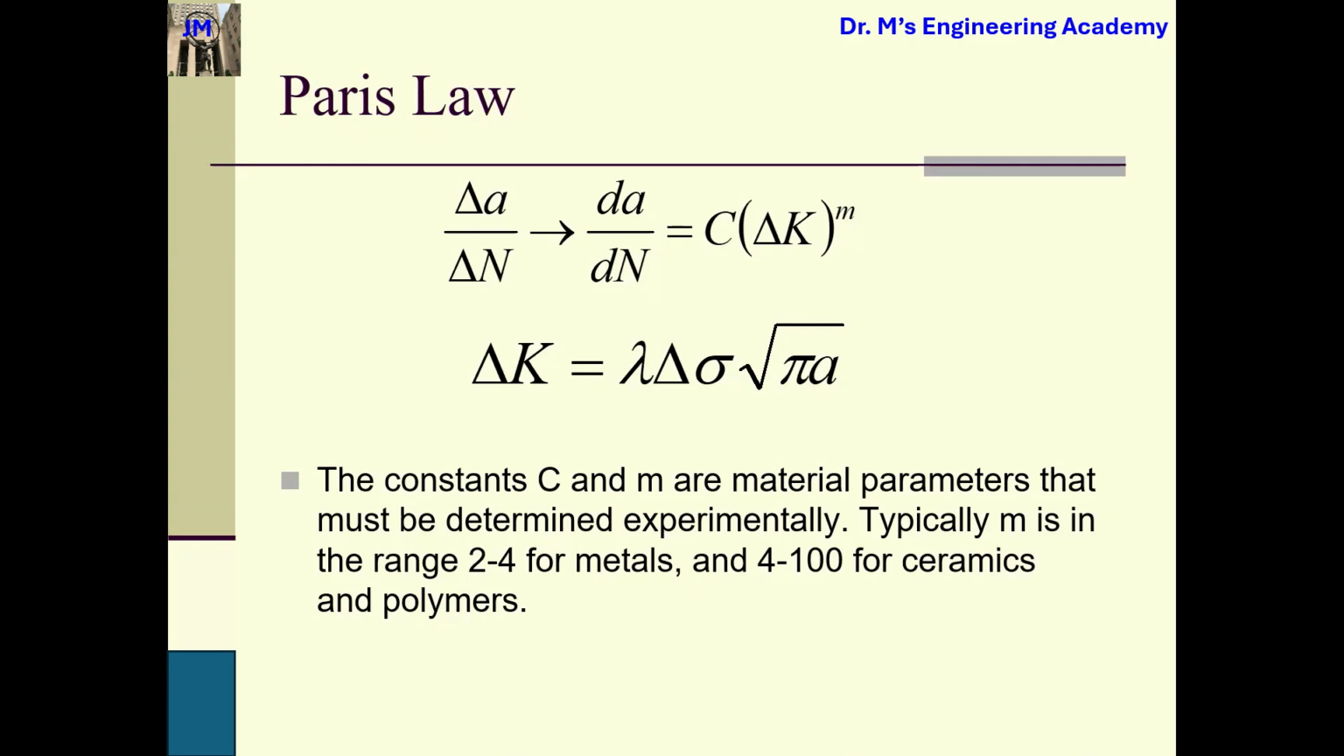So here is the delta K. You can see delta K equals lambda delta sigma square root of pi a. So delta sigma is the range of your stress level, and based on this equation, we can have the range of the stress intensity factor. Constants C and m are material parameters that must be determined experimentally. And typically, m is in the range of 2 to 4 for metals and 4 to 100 for ceramics and polymers.